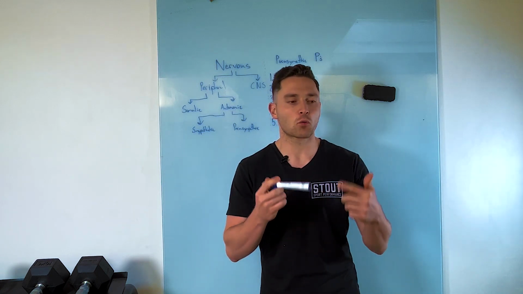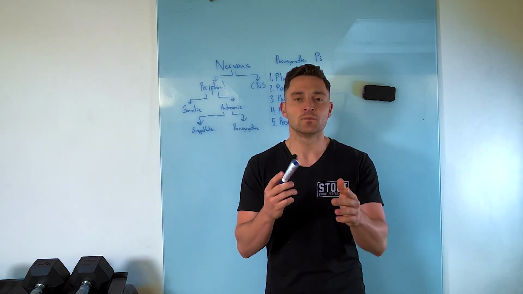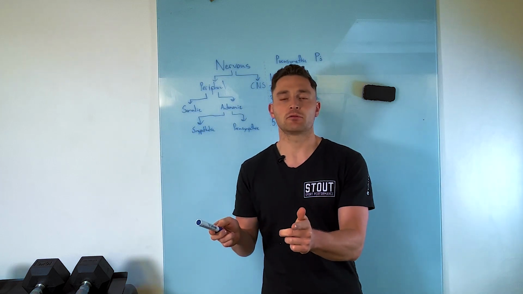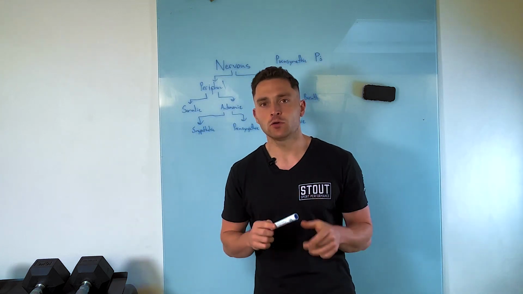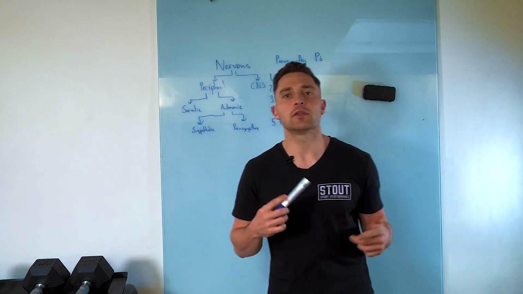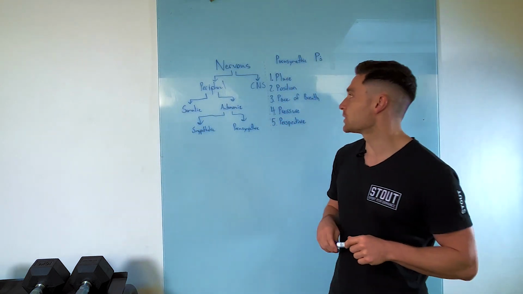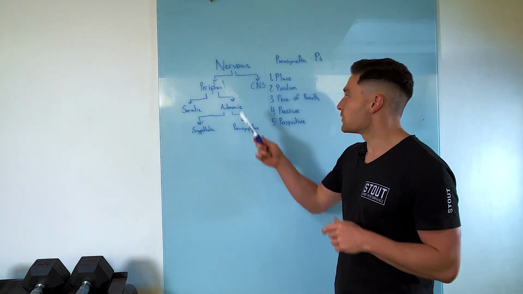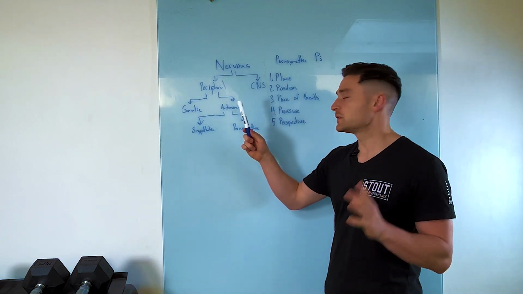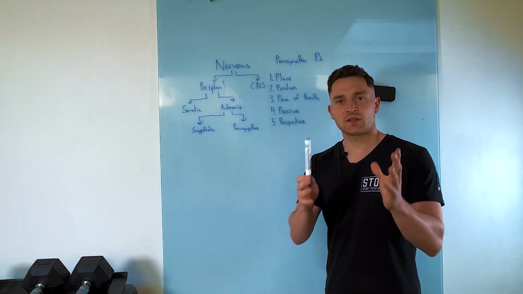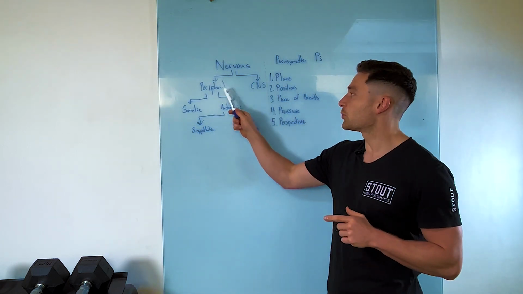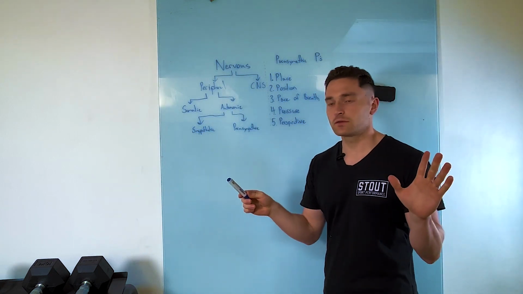So in today's video, we're going to work through some techniques that you can do to encourage a state of rest and recovery throughout your body. But in order to do that, we have to talk quickly about how our nervous system functions. We're going to break down our nervous system into two different categories: the central nervous system, think brain and spinal cord, and the peripheral nervous system, everything else.